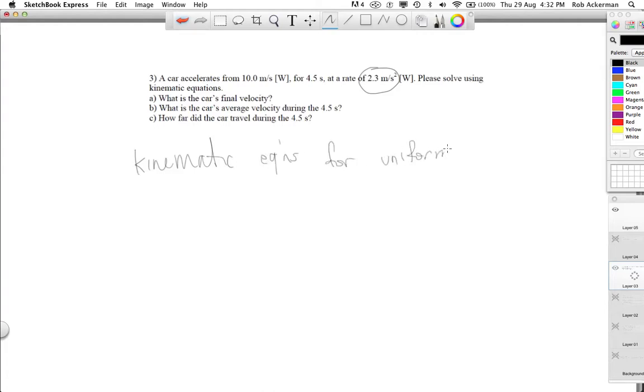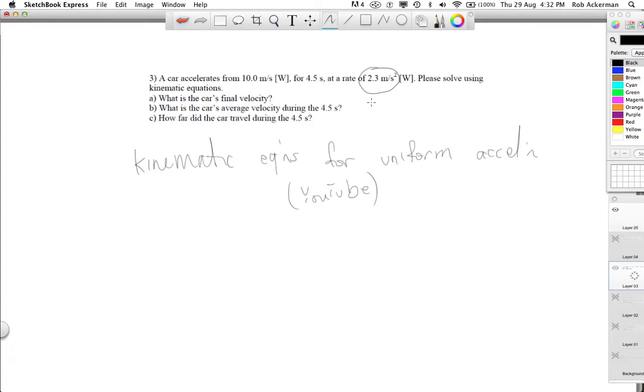for uniform acceleration. I do have a YouTube video on this that you can check out on my channel. The actual title escapes me, but it's probably very close to this. Ask me in school or send me an email and I'll send you the link if you can't find it.